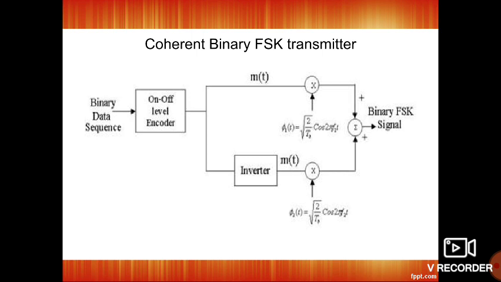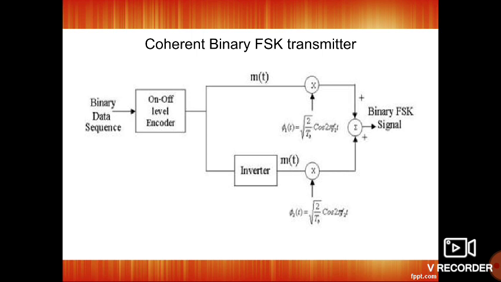The binary data sequence is given as the input of the on-off level encoder. This on-off level encoder generates the B of T signal. It is divided into two parts, one is the upper part and another one is the lower part. In the upper part, this B of T is directly given to a multiplier, and in the lower part it is inverted by using an inverter, and the inverted signal is given as the input of another multiplier. Each multiplier receives two inputs, one is B of T and the inverted B of T from the on-off level encoder. The other input signal of the multiplier is phi 1 of T and phi 2 of T.